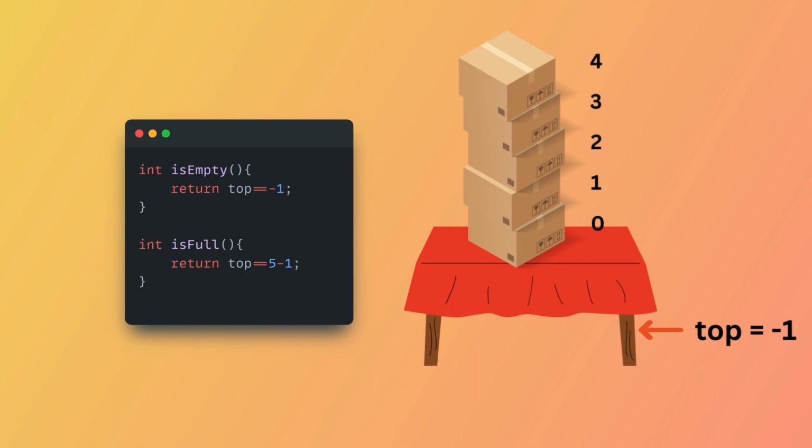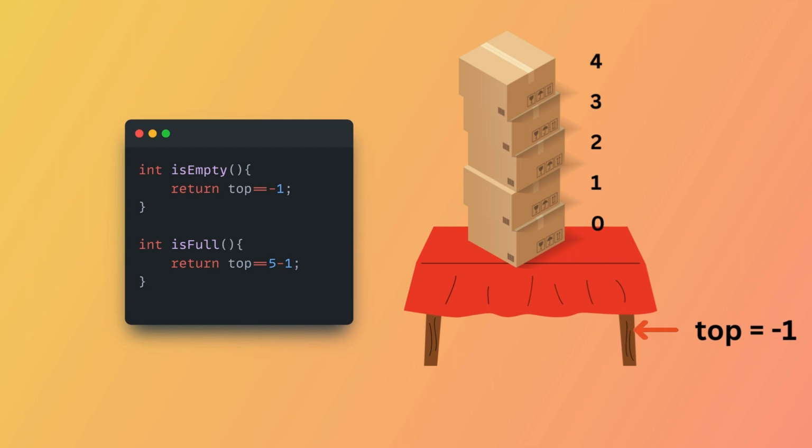Moving on to the next part, we have the two functions isEmpty and isFull. Both of these have a return type of integer. The first function isEmpty checks if the top value is -1, which means if the top is set to -1 or not. Visualize it like the bar hasn't touched the boxes yet. It is beneath the table. If that condition is true, it will return 1, indicating that the stack is empty.